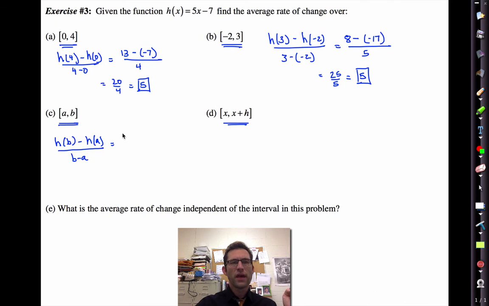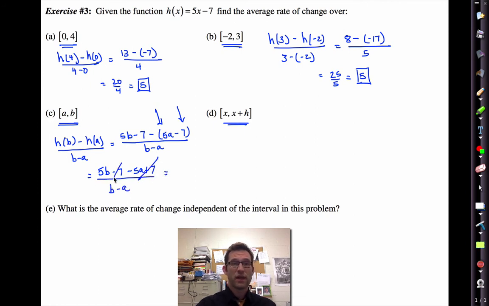Now, h of b, that'll be 5b minus 7. No problem. We have to watch out for h of a because although it's easy, it's 5a minus 7. It's absolutely critical that we have these parentheses. If not, we're not going to be subtracting a negative 7. We're going to be subtracting a 7. So what do I get? I get 5b minus 7 minus 5a plus 7, all divided by b minus a.